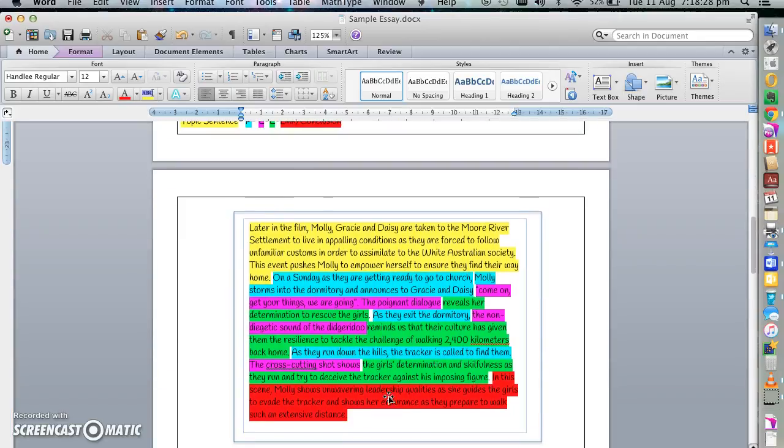Moving on to the next body paragraph. I move on from the beginning of the film onto later on in the film. And I have decided to talk a bit about the fact that they escape from the settlement that they were entrapped in.